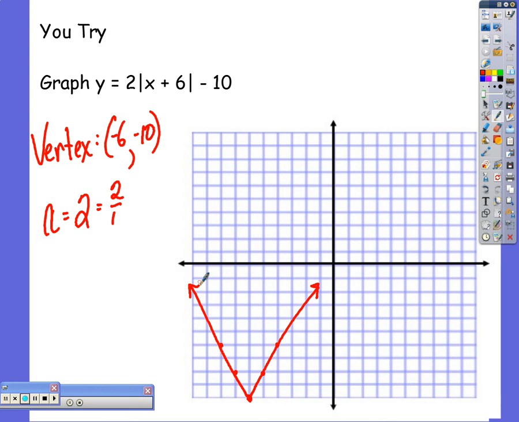All right. Good job. This concludes graphing absolute values, so you can go ahead and start on your assignment.